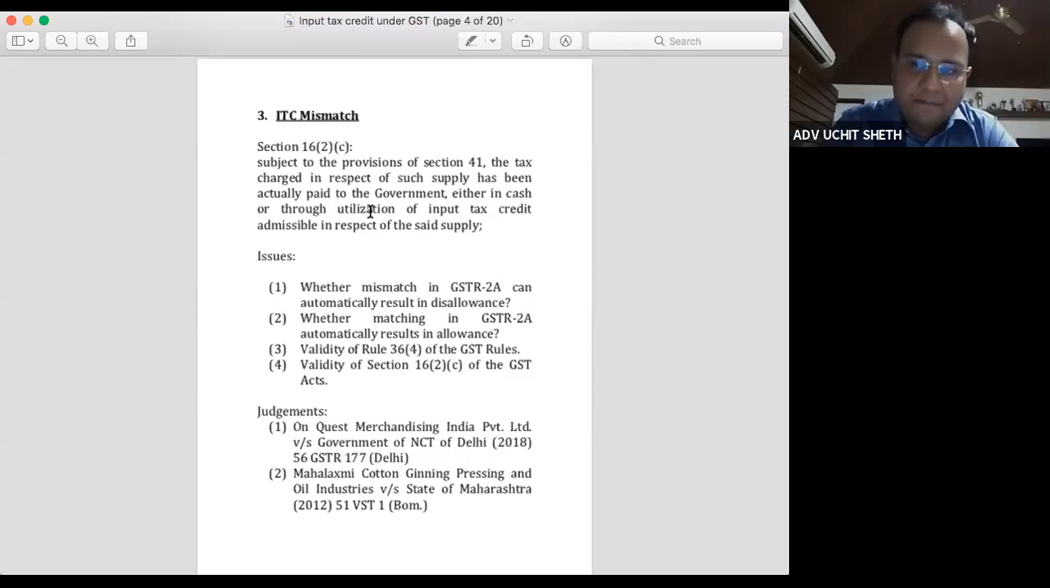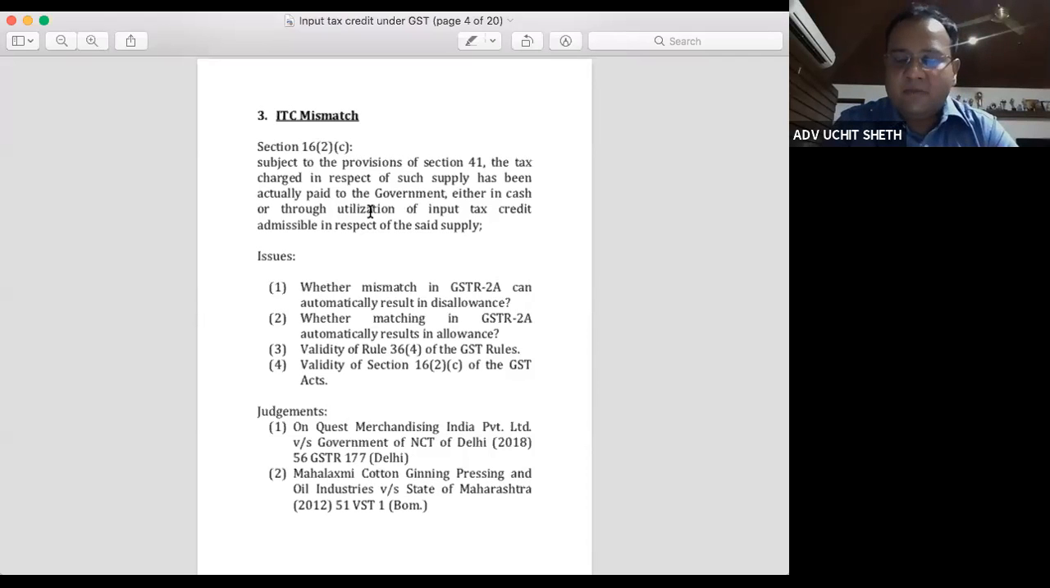So mere matching in GSTR 2A cannot be conclusive proof of claim of input tax credit. It at best creates a rebuttable presumption. So generally the officer should believe that tax would be paid. But if on scrutiny it is found that the vendor has done some mischief and he has not actually correctly paid the tax, then he would be within his rights to disallow my input tax credit.